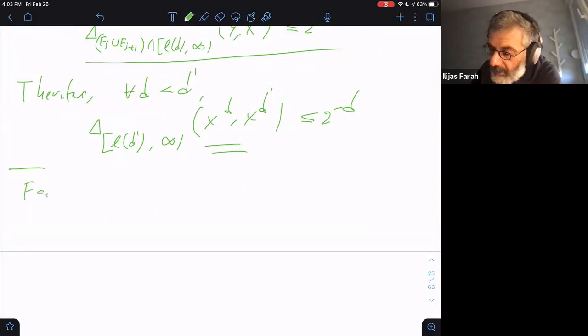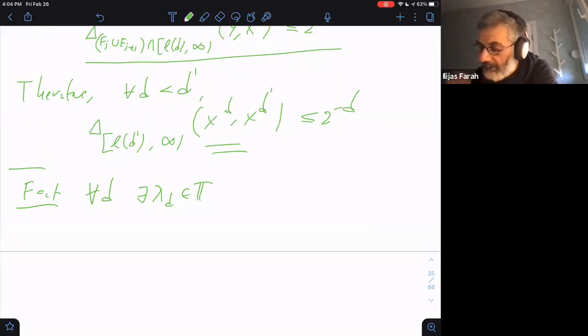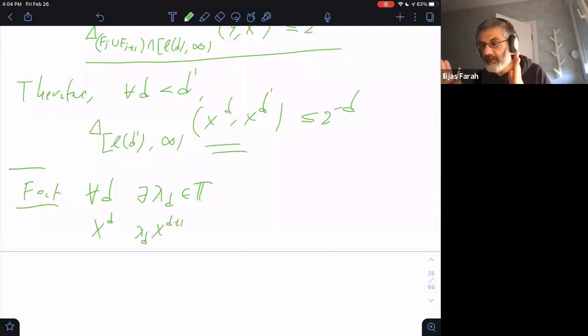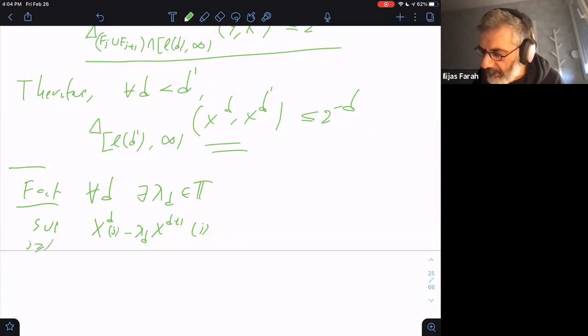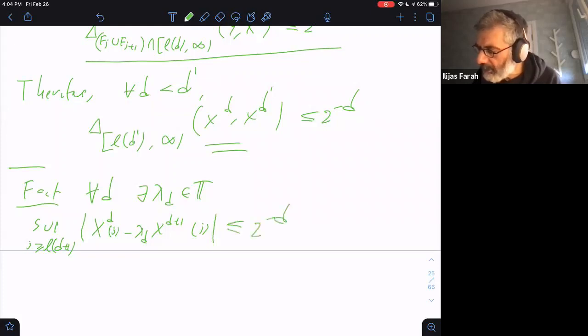So what this means is the next fact. For every D, there exists some scalar, let's call it lambda_D, in the unit circle, with the property that if I look at X^D, and if I look at X^{D+1} multiplied by lambda_D, then the uniform distance between these two, the supremum of |x_j minus this j| from a certain point on, j greater or equal than L_{D+1}, is less or equal than 2 to the minus D.